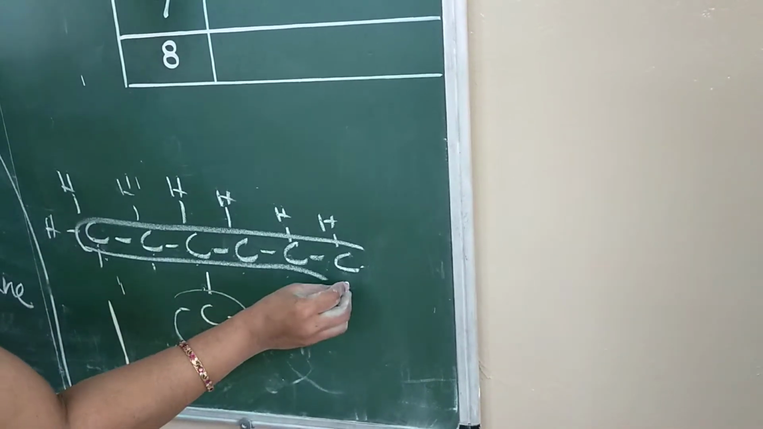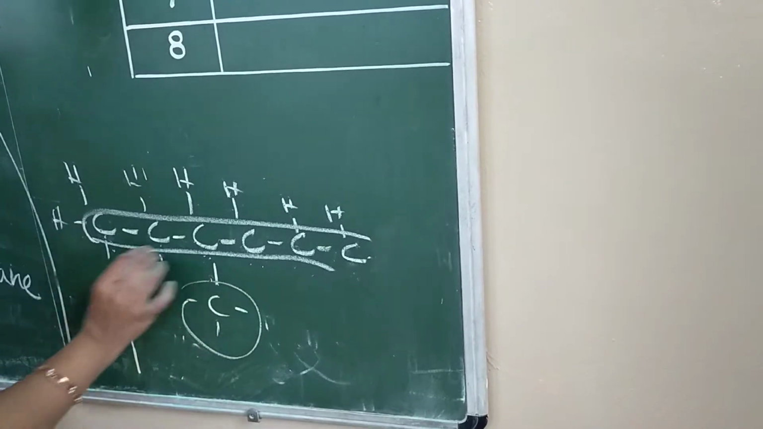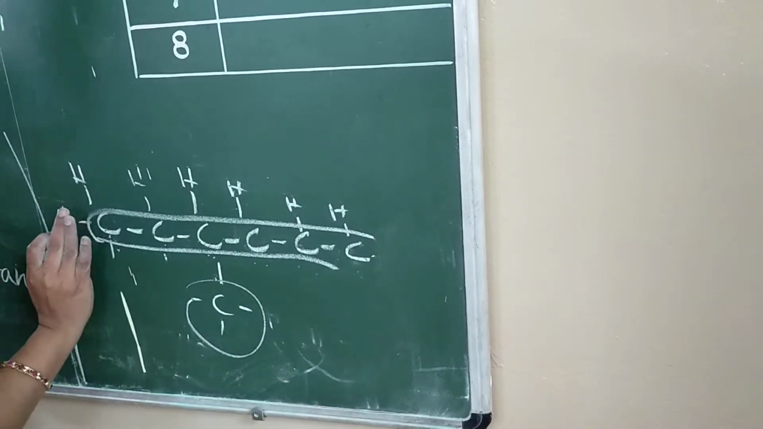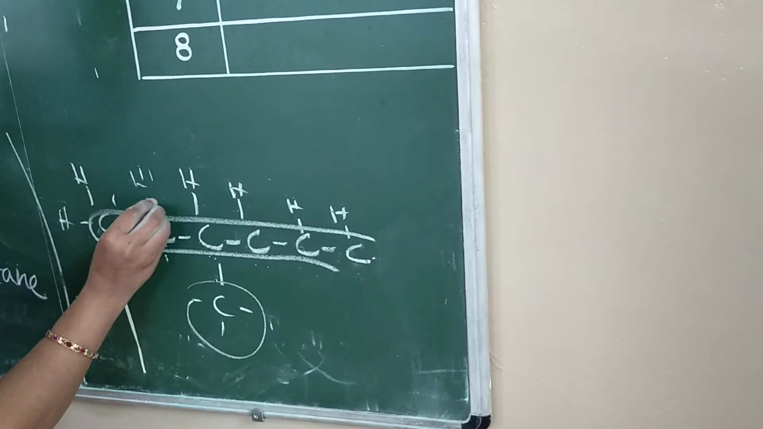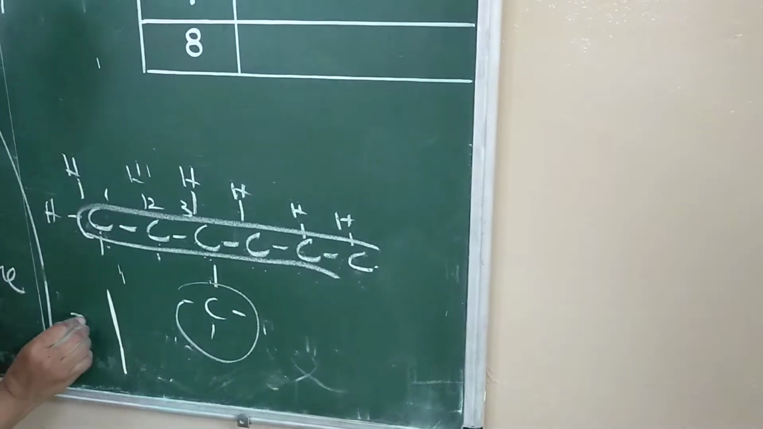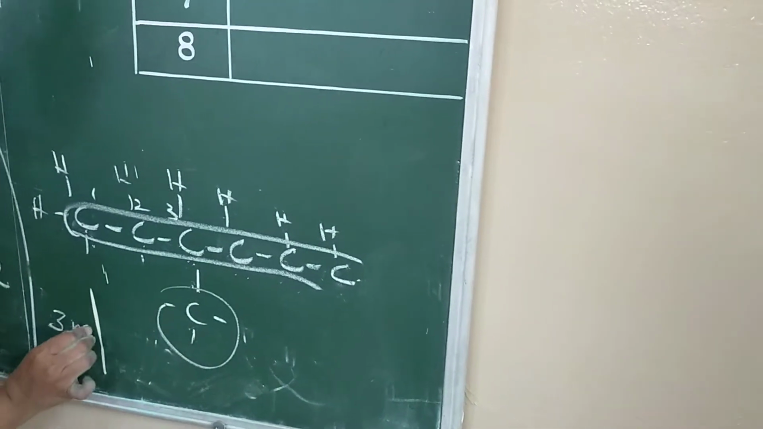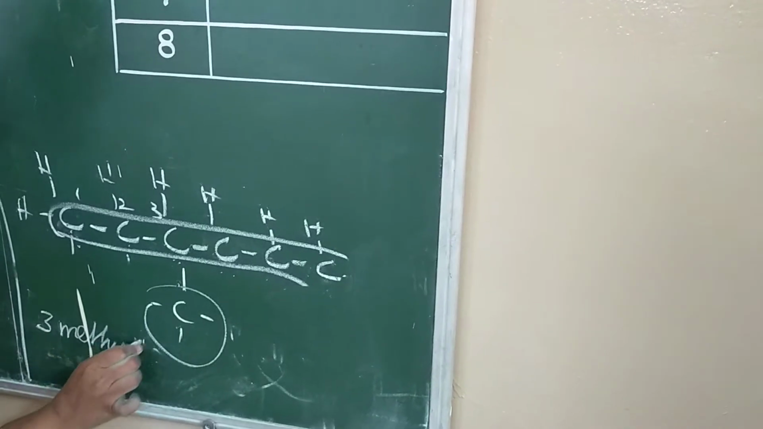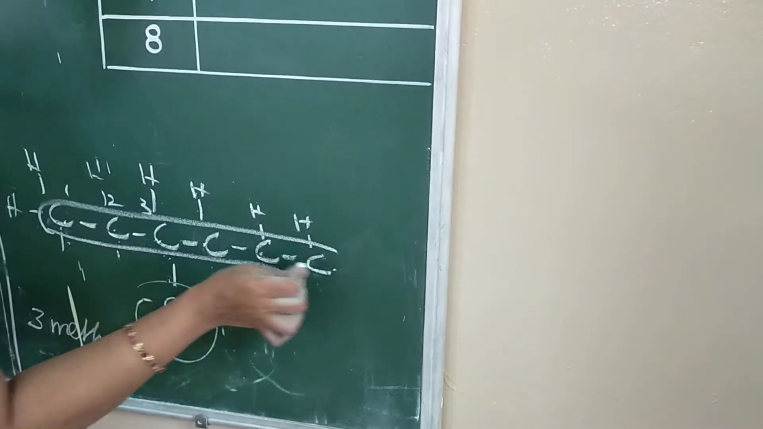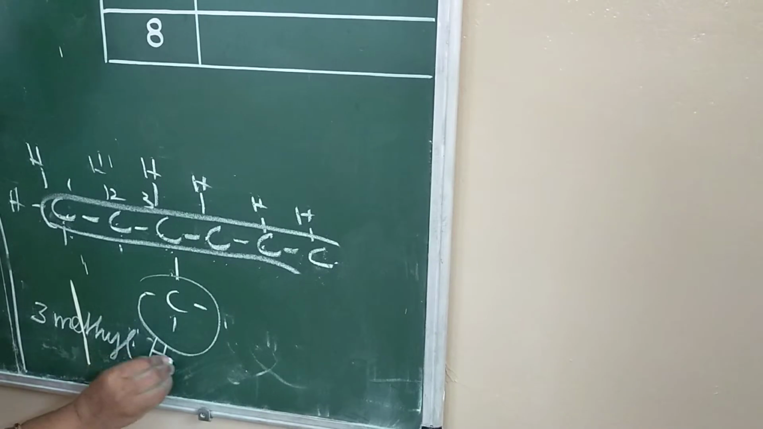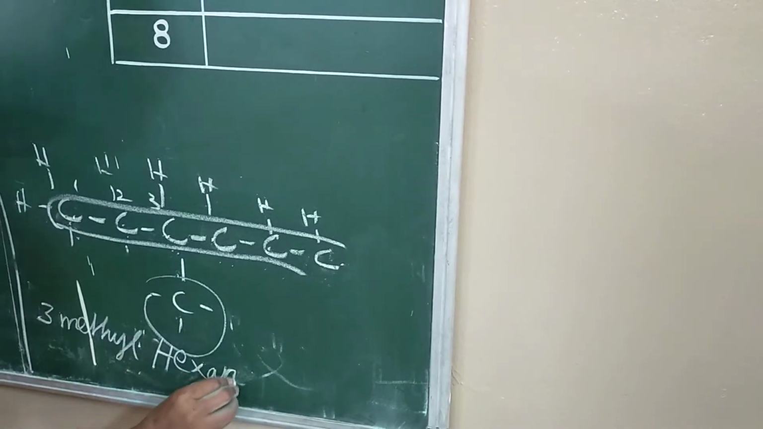If you count from here, 1, 2, 3, 4. So which name do you have to give? If you count from left to right, 1, 2, 3. So we have to give 3. What is attached? Methyl. Where is it attached? On the third carbon atom of the six-carbon chain. 3-methyl hexane.